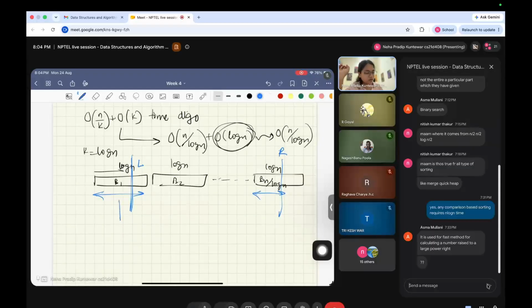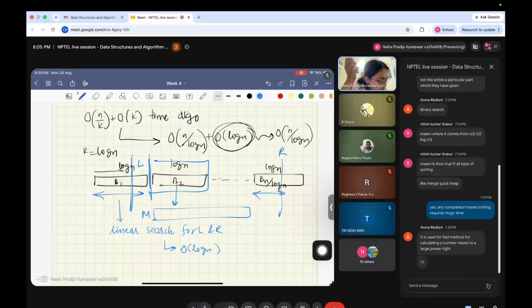So this linear search for L and R would incur a cost of order log n. This is fine, this is something we will pay. But then what we're doing is for each block here we are storing the minimum. So this is the minimum for block 2, then we have the minimum for block 3 up to, so these were the blocks in between whose minimum we were storing and finding a minimum here.